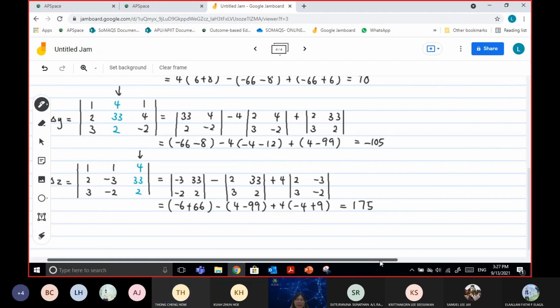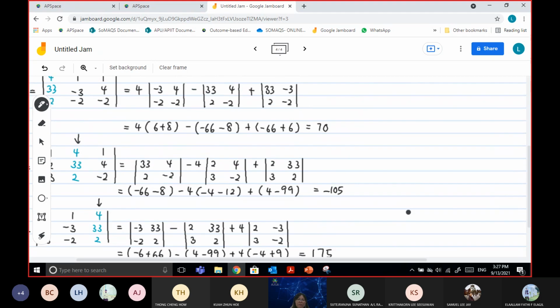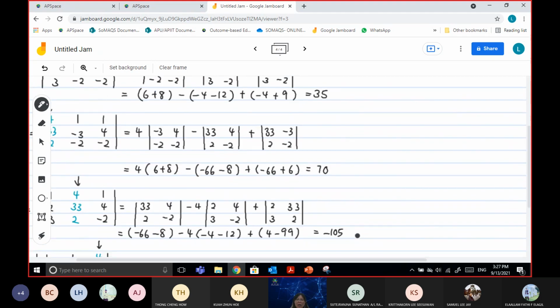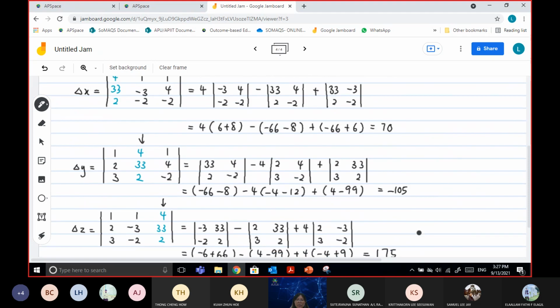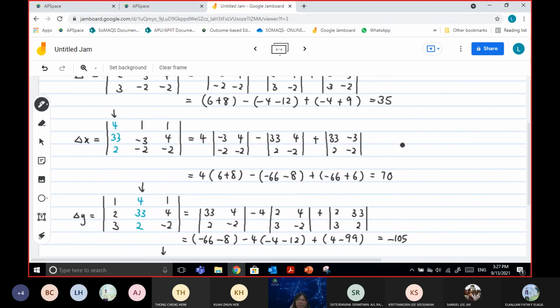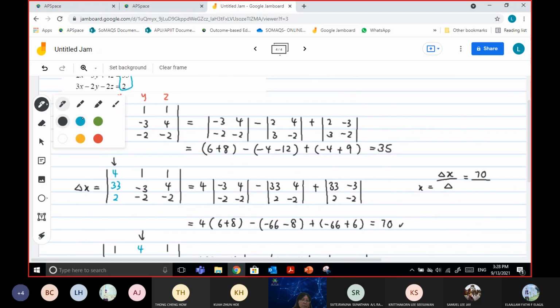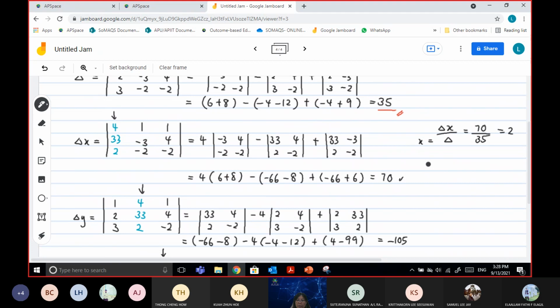Now this is how you find the determinants. Of course, this involves some calculations. After you get all the determinants, you can find the values of x. The value of x is the determinant of x divided by the determinant. So the determinant of x is 70, divided by the determinant, which is 35. Divided by 35, you get the value of 2.